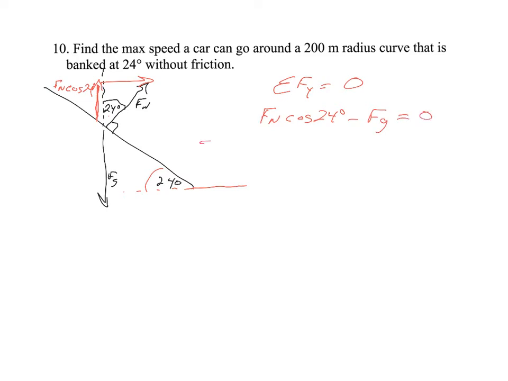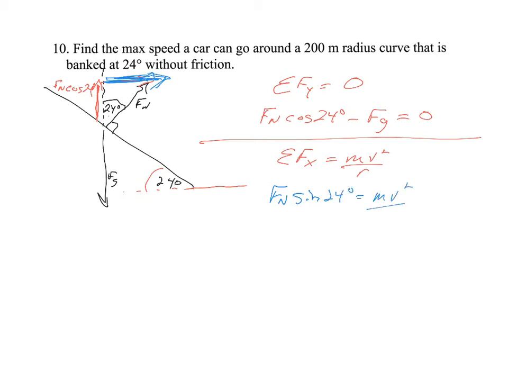Alright, let's go to the x direction. Sum of the forces in the x direction equals mv squared over r. I only have one, and I probably shouldn't have done it in red. I'll overwrite it in blue here. It's this one right here. It's that piece of triangle that's horizontal. And careful here, we're not given the standard angle. That's a vertical angle. So this is going to be force normal times the opposite, which is sine of 24 degrees, and that equals mv squared over r.